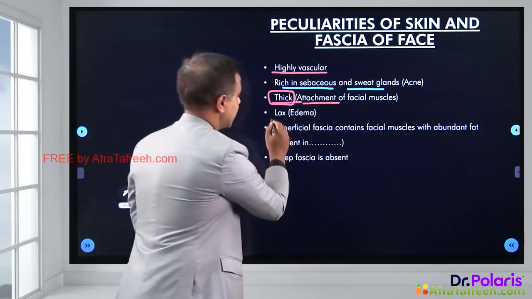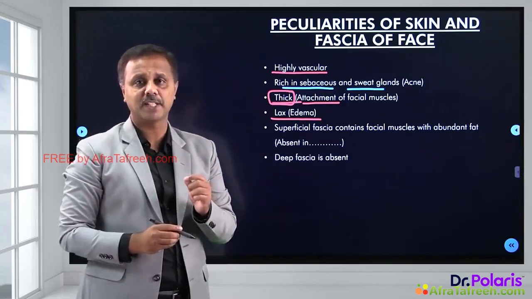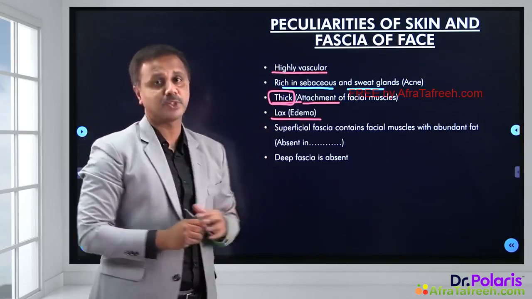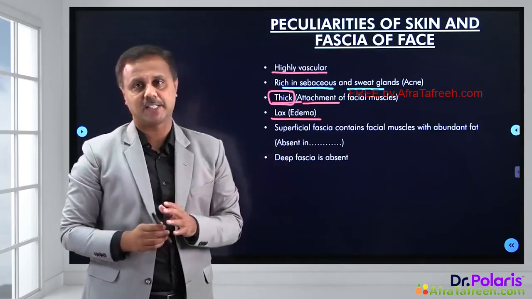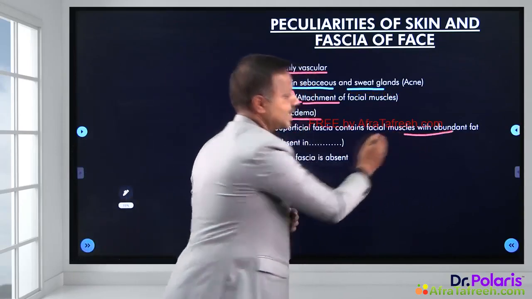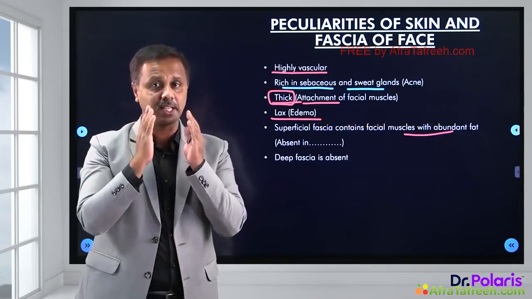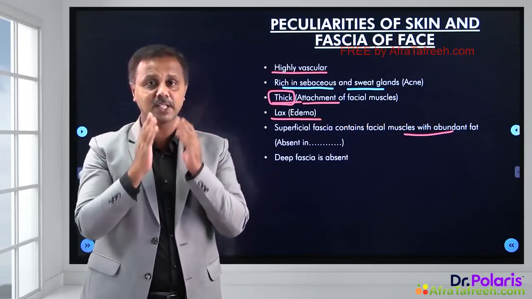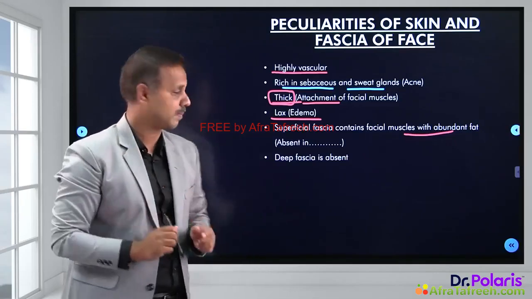Then the skin below the face, or the layers below the face, is lax. Why? This is because of presence of loose areolar tissue which is filled with fat, and this fat becomes abundant in certain regions, especially the region over cheeks. Have you heard of buccal pad of fat, which is seen in infants? This is the fat accumulated within the superficial layer.